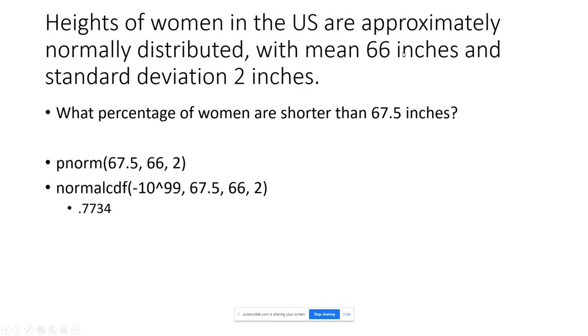In this case, the mean is 33 standard deviations away from 0. So you're probably going to get a really close answer, regardless of whether you use 0 or negative 10 to the 99th as your lower bound. But there are other situations where it would make more of a difference, and you would want to use negative 10 to the 99th, not 0, as your lower bound.